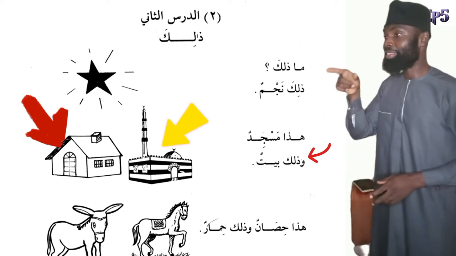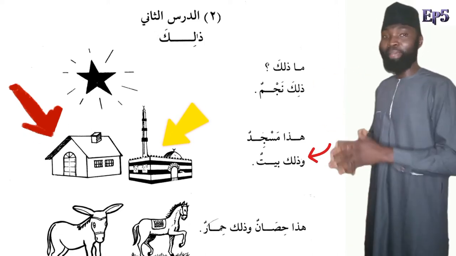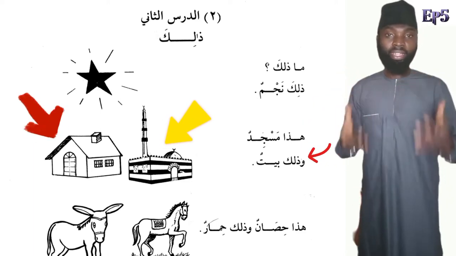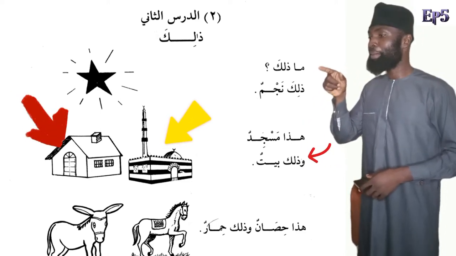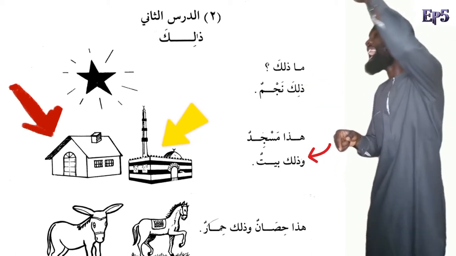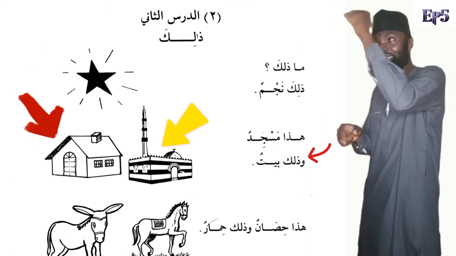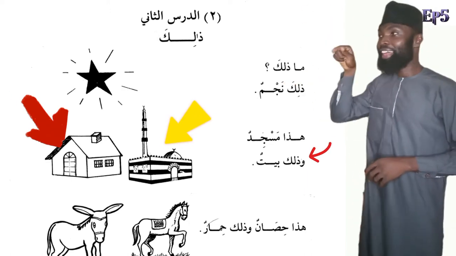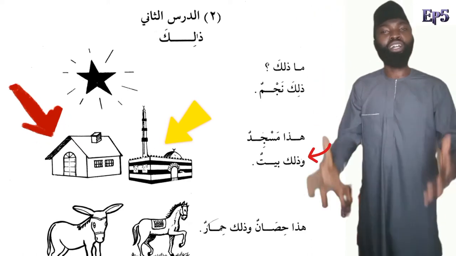So we have hadha masjidun, for the image that is closer to both the speaker and also the listener. This is a mosque. Wa dhalika baytun, and that is a house, mashallah.